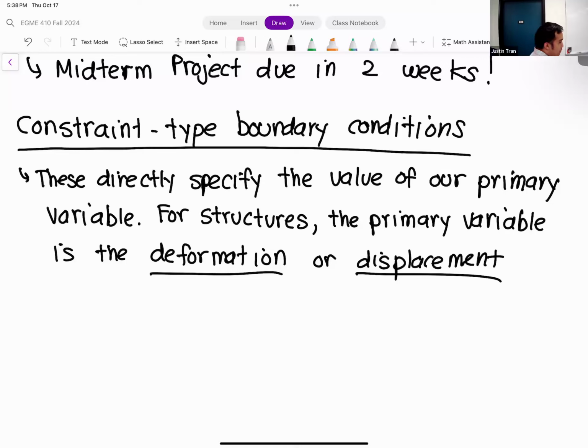And so any boundary condition that directly sets the value of the displacement or the deformation at a node is going to be a constraint type boundary condition.